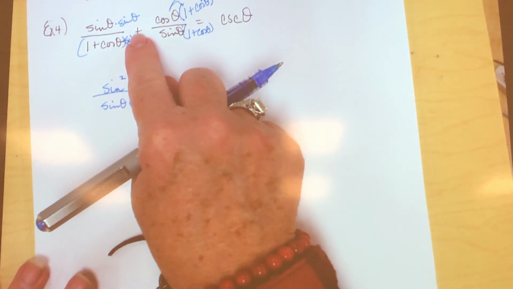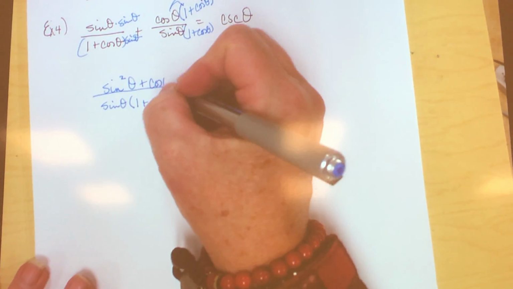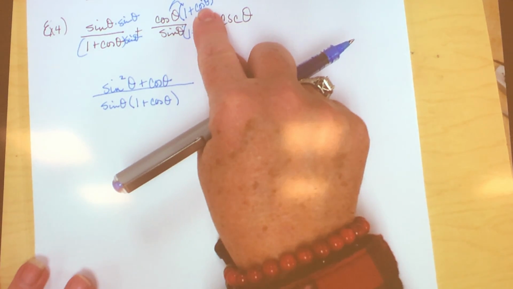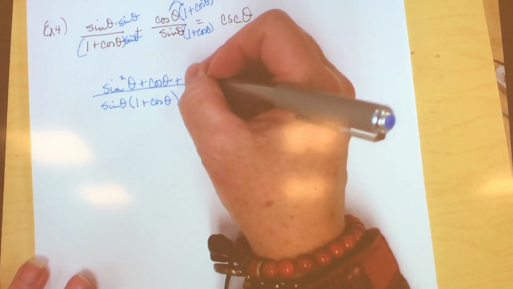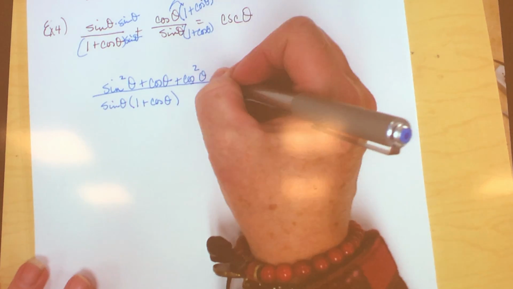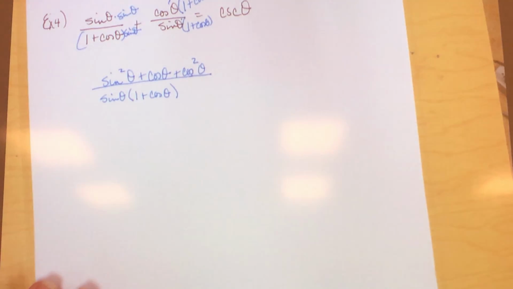What's cosine times 1? Don't forget this plus sign right here. You see that plus sign? Don't throw it away. All right, what's cosine times cosine? Cosine squared. All right, you with me?